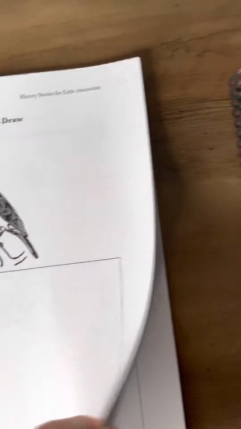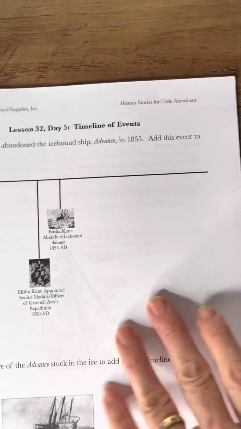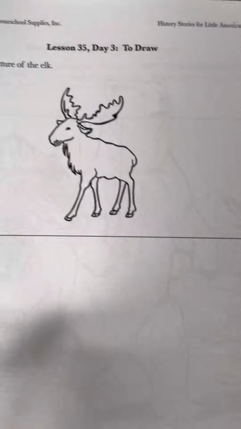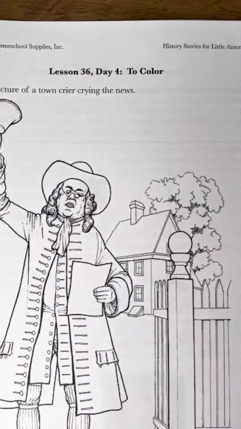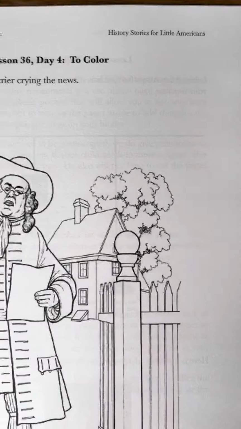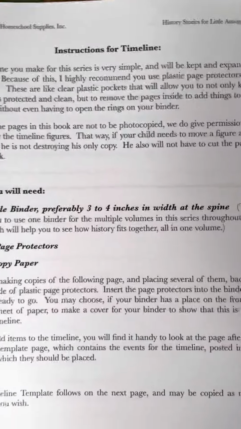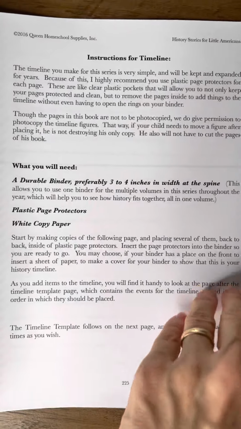I want to get to the very back of the book here, so I'm going to flip ahead. It's a long flip through because we've got a whole year's worth here. But at the end of each book, and here we are on lesson 36. Okay. So here we have the final timeline event. And back here we see the instructions for the timeline. And this is telling you how to put the timeline together in a binder.